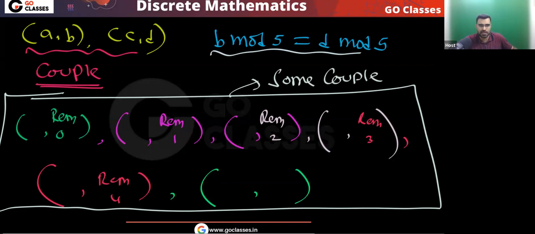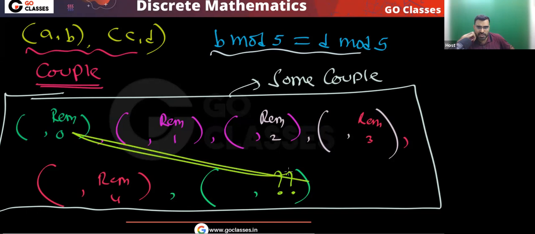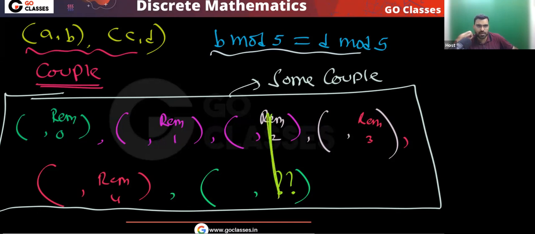Because what will happen? Whatever number I give you here, if that is remainder 0, then these will create a couple. If that is remainder 1, these will create a couple. If remainder 2, these will create a couple. If remainder 3 when you divide by 5, these will create a couple. And if remainder 4, these will create a couple. And only these are the possible remainders.